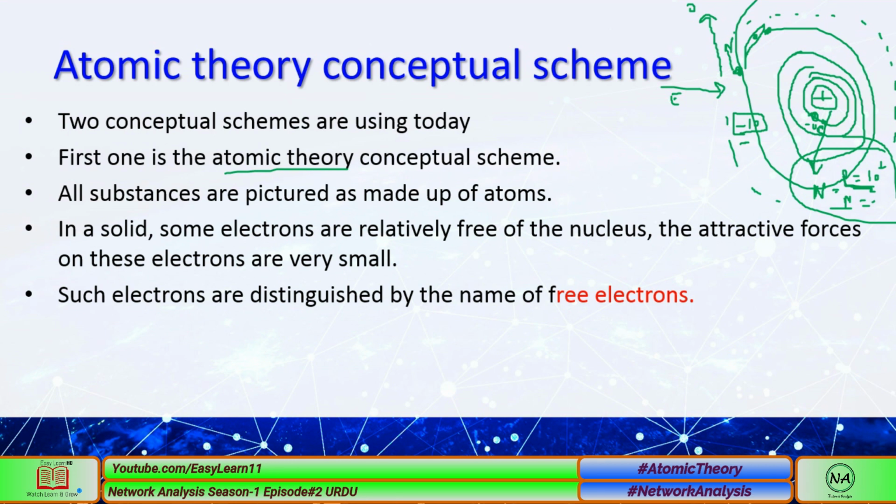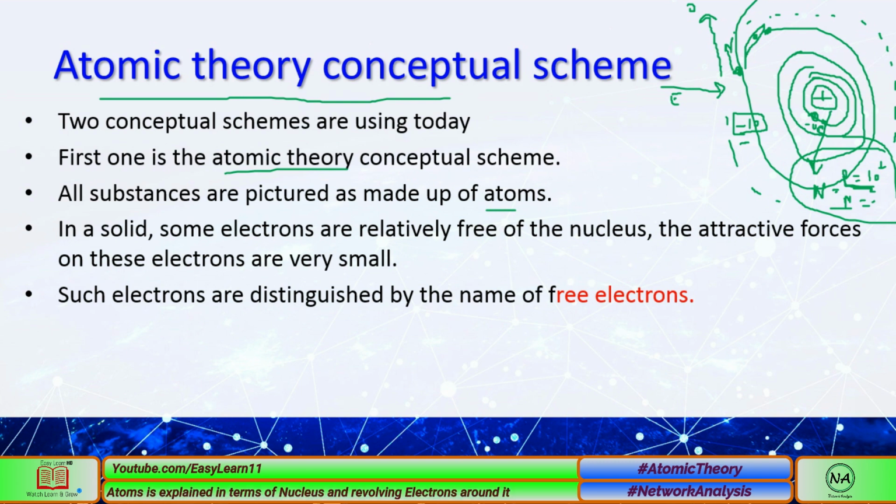So according to the atomic conceptual theory, everything, not only metals, plastics or insulators, but everything, conductors or non-conductors, every substance is made up of tiny atoms. An uncountable number of atoms are joined together, and then the substance is formed. All substances are pictured as made up of atoms.